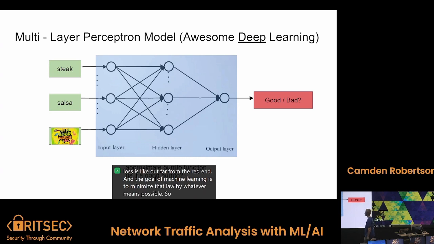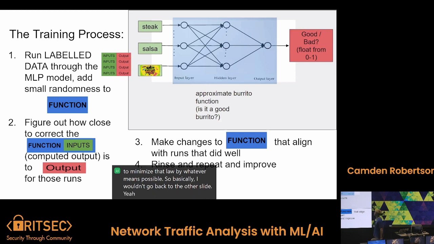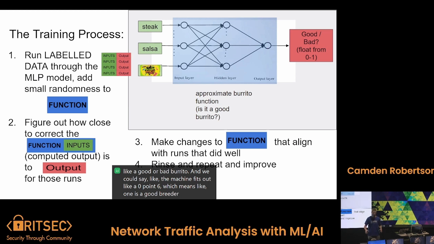So basically, let me go back to the other slide. We're going to put in our input data. It's going to come out with a score of whether it thinks it's a good or a bad burrito. The machine might spit out a 0.6, where 1 is a good burrito and 0 is a bad burrito. It thinks it's a pretty good burrito, but it's not sure. Then you would take that score and say how correct it is. The loss would be pretty high, but not that bad because it's close.